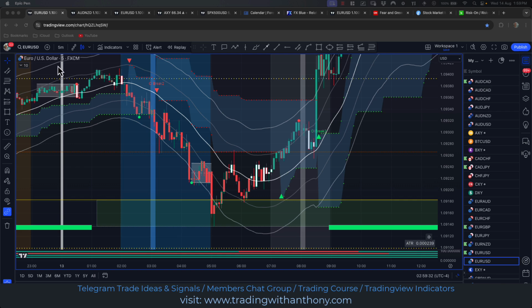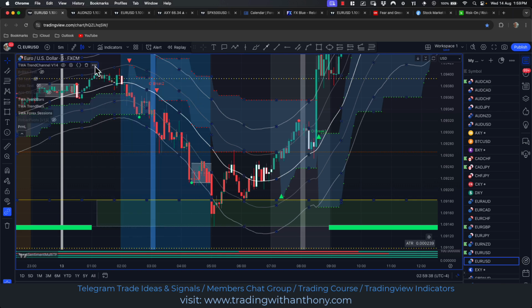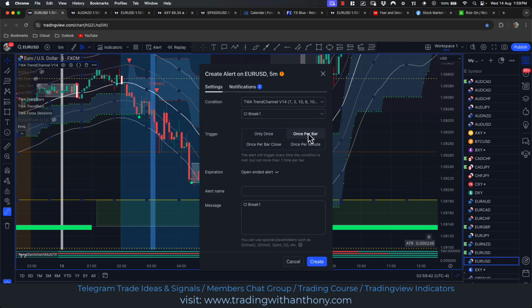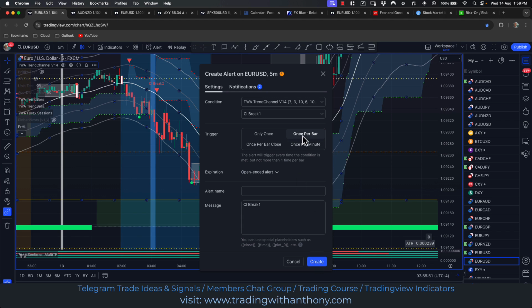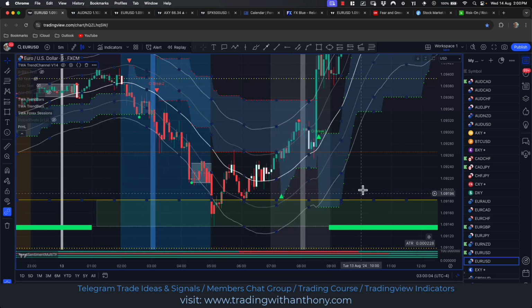So what I'm going to do now is set up this trend channel alert on the 5-minute cloud break one, once per bar. I want it to make a bit of noise, and it's going to notify me in my TradingView app on the phone. I'm going to create once per bar, and then I want cloud break 2 to go off as well. And that's going to give me these alerts.